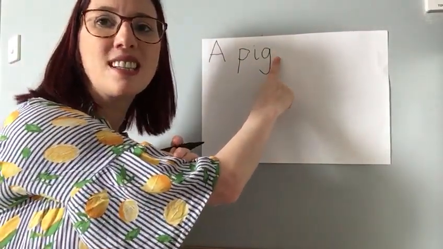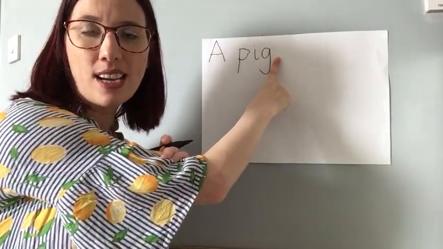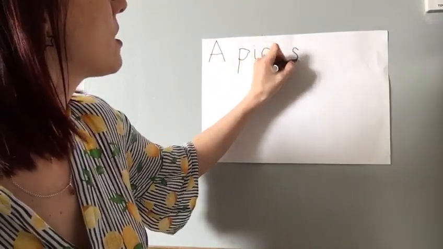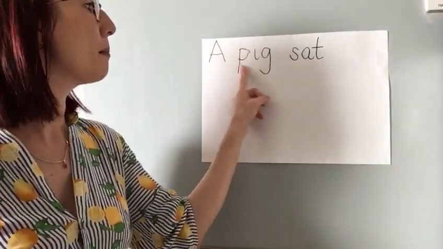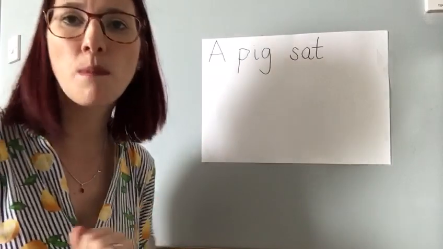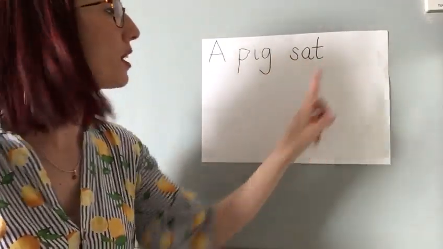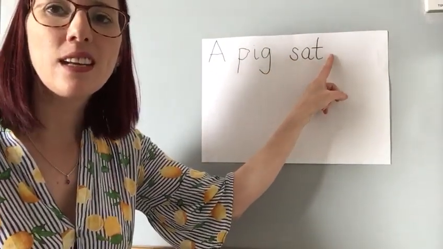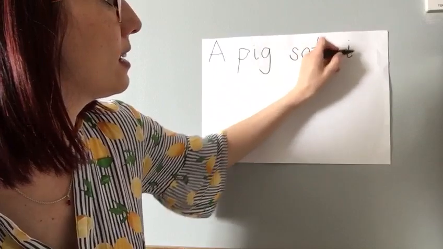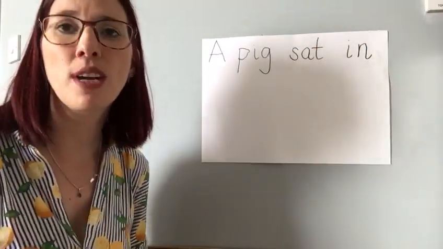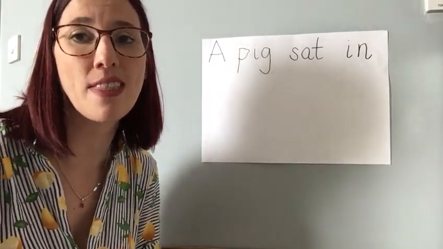My next word, sat. Sat. And then I would encourage the children to have a go at sounding that word out as they write it. Sat. A pig sat. And it's important that you revisit the sentence that you're starting to build. A pig sat. Another finger space. In. Have a try at writing in. And then you would have a go at modelling it for them if they're not sure. In. It's really important to get them to sound out as they're writing. Even if they're copying you writing it, it's really important to get them to sound out.